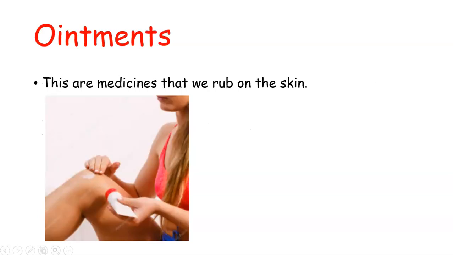So we have the last type of medicine that we said are called ointments. These are medicines that we rub on the skin. We just rub. You see this lady here is rubbing the medicine, and she is applying the medicine. So she's rubbing the medicine on her skin.